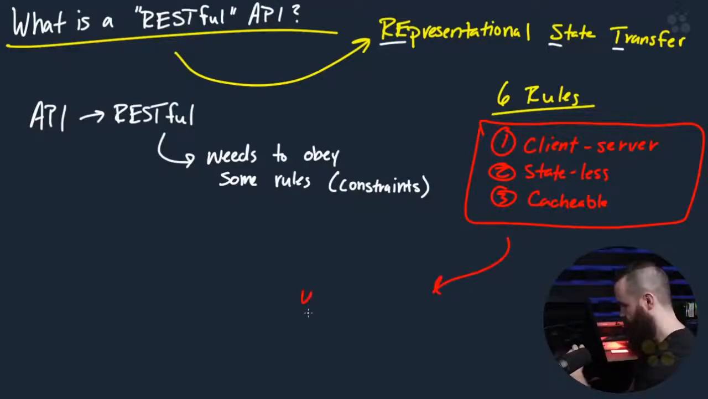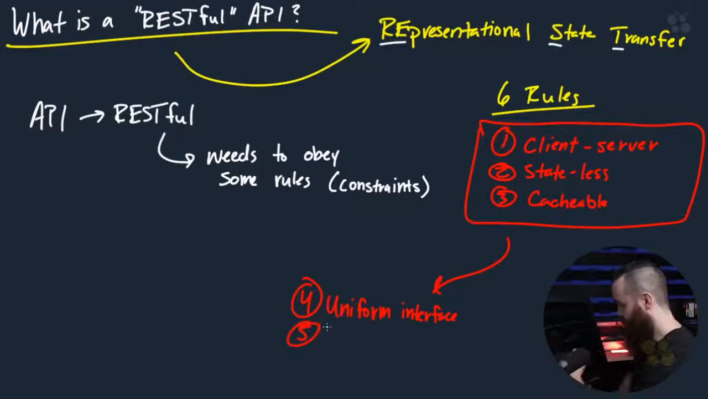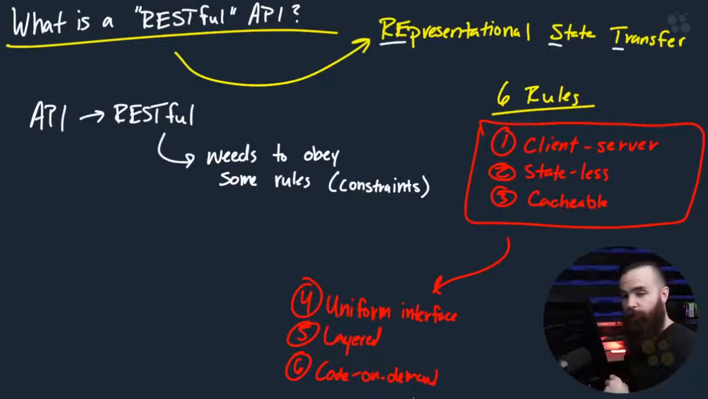The other 3. So 4, it must have a uniform interface. We'll actually touch on that one just a little bit, but not too crazy. 5, it's got to be layered, like an onion. And 6, code on demand. Again, don't worry about these. Just know that there are 6. But the first 3 is what we're really going to hunker down and learn. So let's get these other guys out of the way here.